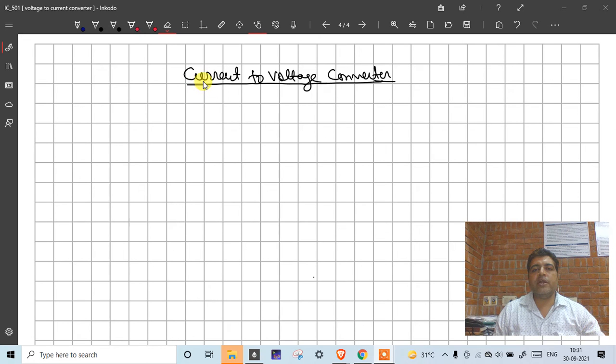Today we are going to learn about current to voltage converter and vice versa, voltage to current converter. First, we are going to learn about current to voltage converter. The circuit is very simple.